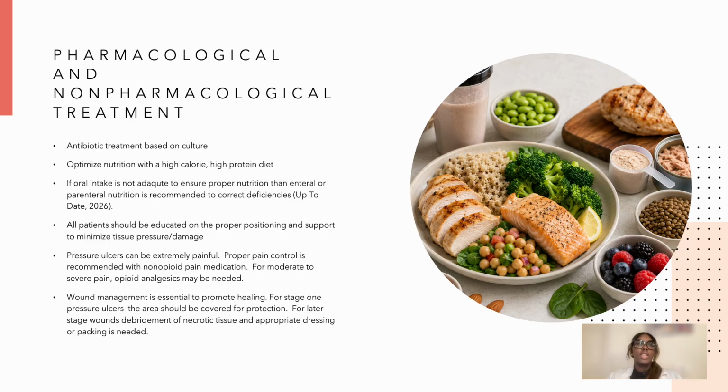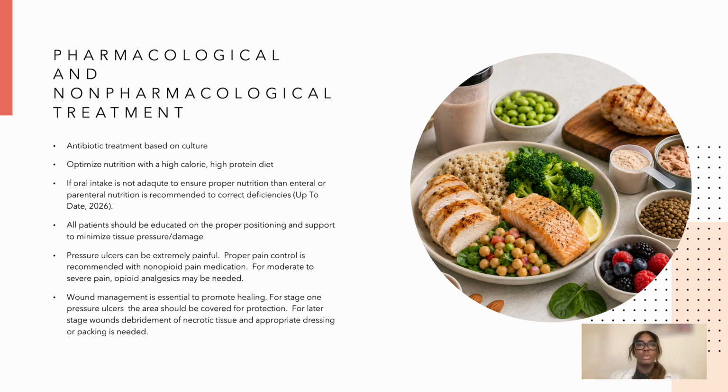So, there are pharmacological and non-pharmacological treatments for pressure ulcers. After doing the culture and sensitivity, if there's any bacteria that's identified, we want to make sure these patients are started on the appropriate antibiotics. In those with pressure ulcers, we want to optimize nutrition. So, we want to encourage a high calorie, high protein diet. If they're unable to tolerate PO intake, they may need to be hospitalized for enteral or parenteral nutrition to correct any deficiencies. All patients should be educated on proper turning, positioning, and support to minimize tissue pressure and damage.